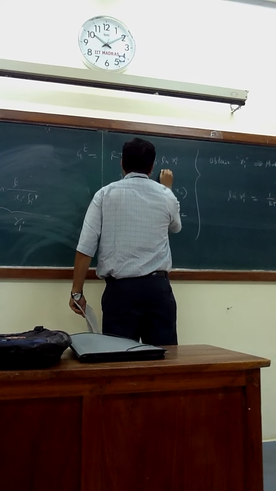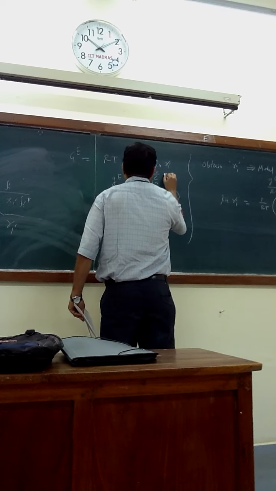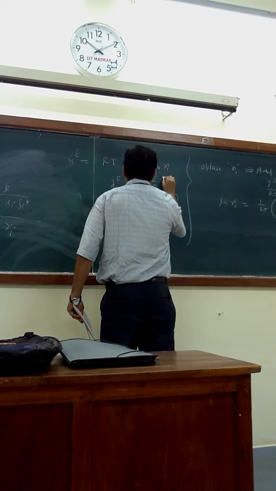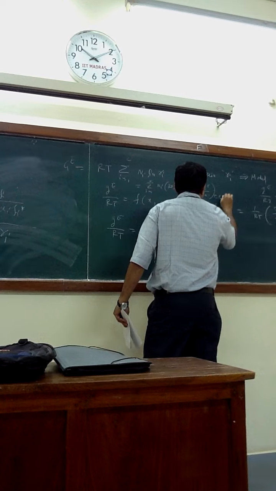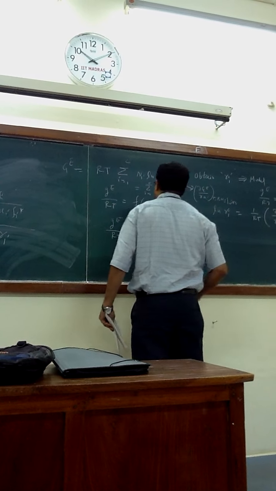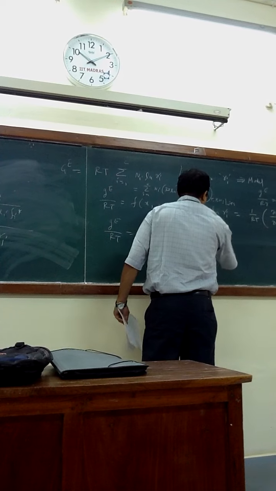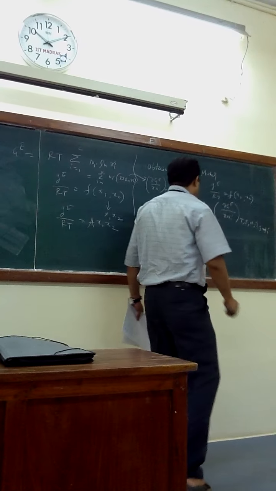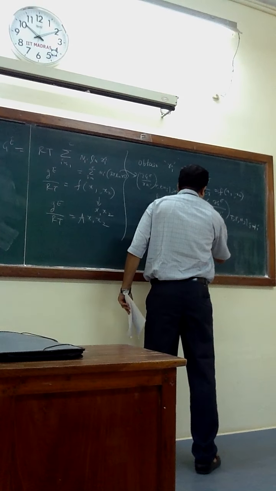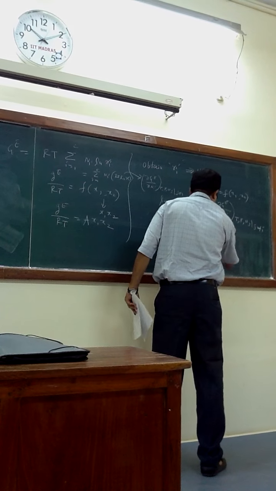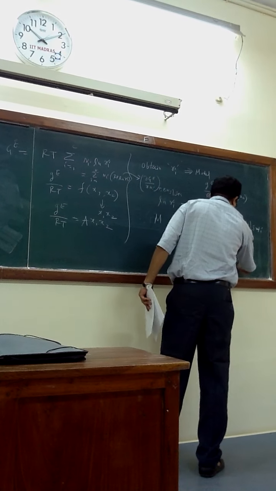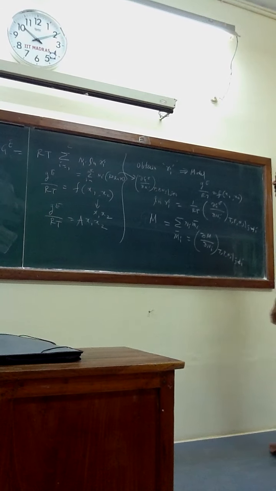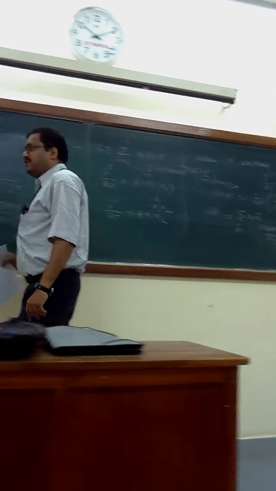So you write summation i equals 1 to C Ni RT ln gamma i. This is nothing but dou GE by dou Ni at constant T, P and Nj, j not equal to i, because any property M is nothing but summation Ni Mi bar, and Mi bar is dou M by dou Ni at constant T, P and Nj. So with that we got this formula.